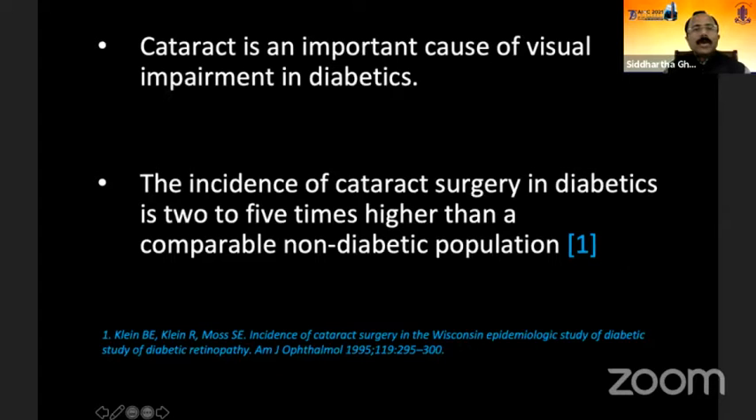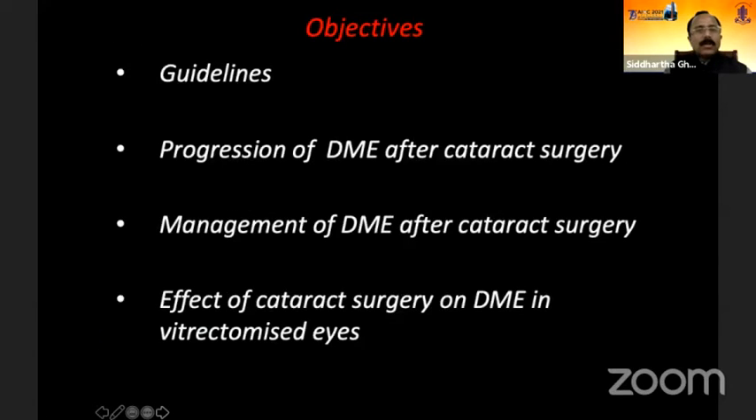Here, cataract, we all know, is an important cause of visual impairment in diabetics. And as we all know, the incidence of cataract surgery in diabetics is 2 to 5 times higher than a comparable non-diabetic population. And what we have to discuss during these 8 minutes are the guidelines.